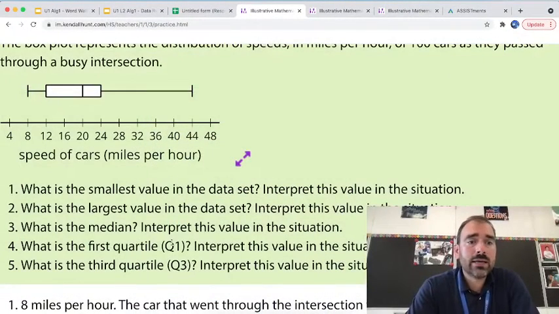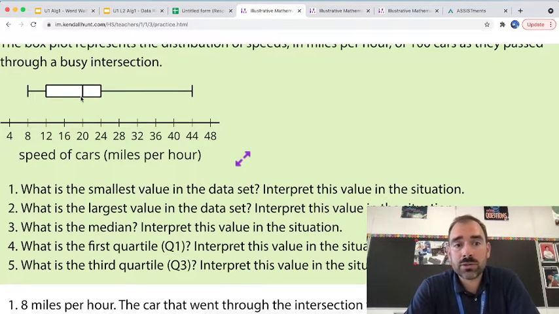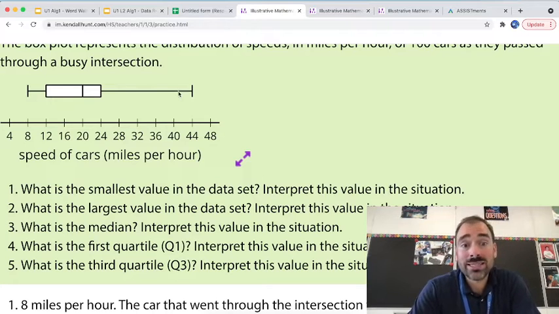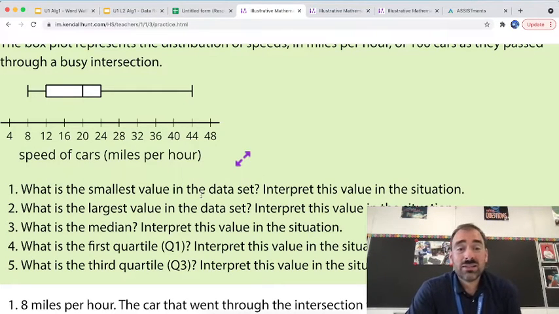So if we go back, there's another way that we could describe it. With that median, you could say half of the people, again, this represents the lower half, went between 8 and 20 miles per hour, and the other half went between 20 and 48 miles per hour. So it's a lot more range in that upper half.